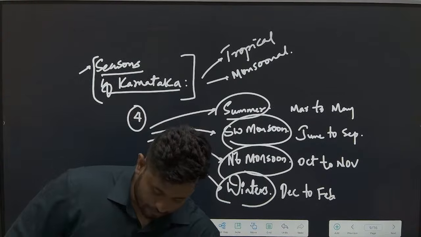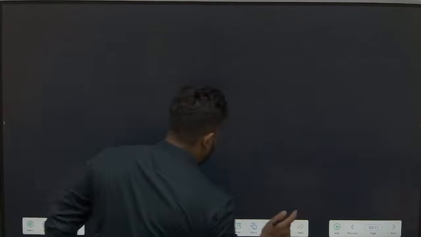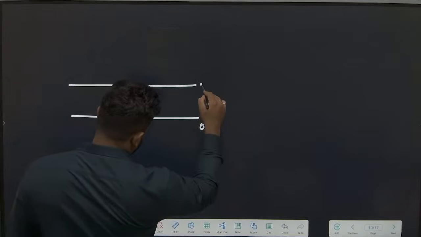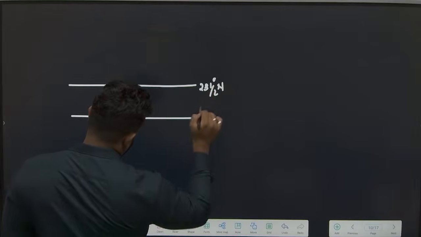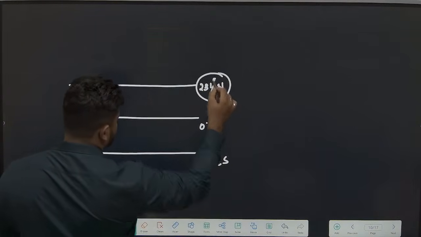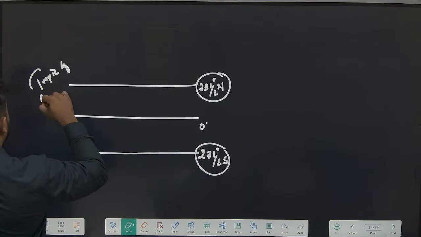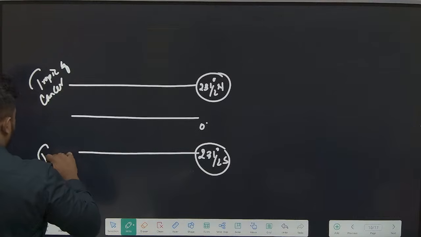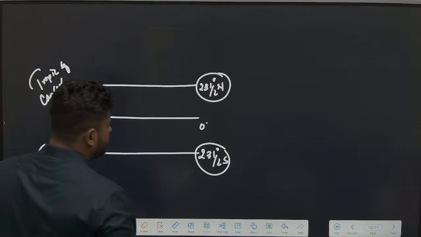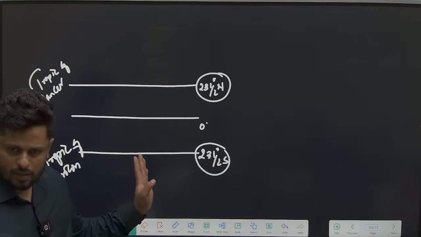Summer characteristic features? Or before that, let me tell you. 23.5 north, 23.5 south. What are these called? Tropic of Cancer and Tropic of Capricorn. Correct? Is there any mark on the earth, or what is that? It's an imaginary line.